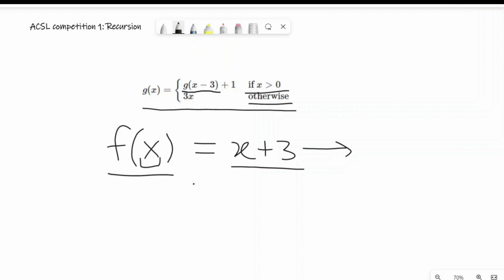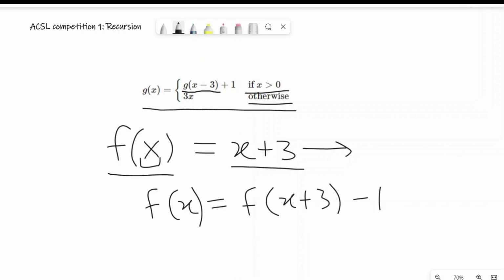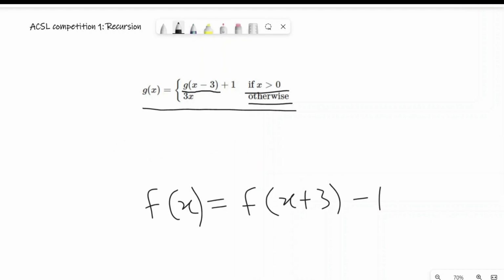So a function that is defined with itself is called a recursive function, because whenever you try to solve for that function, you then input a value into itself again. An example would be if this function was instead f of x equals, let's say, f of x plus 3, minus 1. This is an example of a recursively defined function. Now, it would be an infinitely recursive function, but regardless, it is a recursive function.